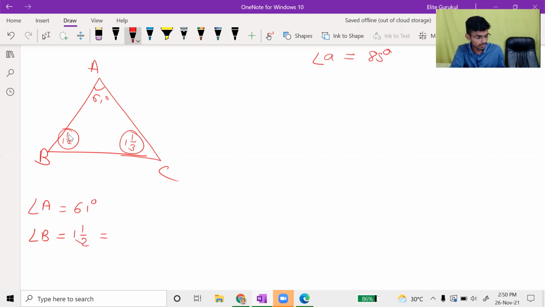2 into 1 plus 1, so it will become 3 upon 2, 3 by 2. Perfect. And angle C is 1⅓, which is equal to 4 by 3. Till here do you have any kind of doubt?